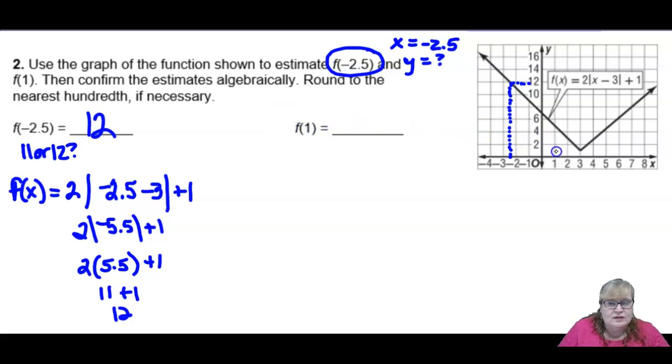And f of 1 is when x equals 1. Ooh, that's hard to tell. It looks like we're going to get a 5 maybe. Looks like it's right in between there. So we're going to put a 1 in.